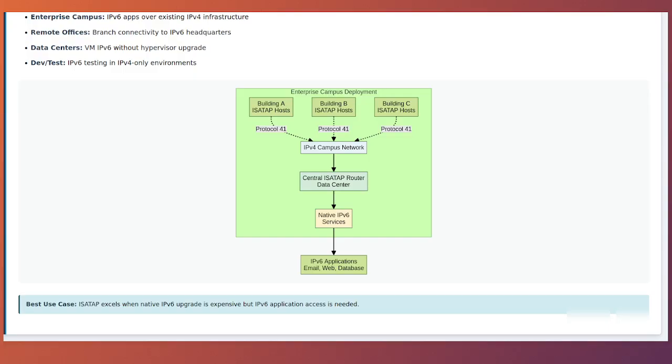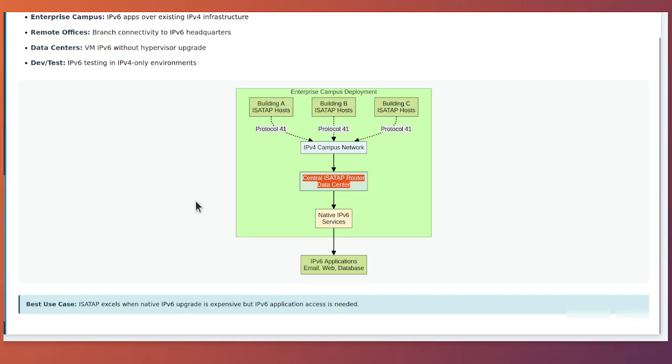Consider a large corporation with multiple buildings on a campus, all connected via an existing IPv4 network infrastructure. The organization wants to begin deploying IPv6 capable applications and services but cannot afford to upgrade all network equipment immediately. ISATAP allows them to enable IPv6 connectivity for hosts that need it while leveraging the existing IPv4 infrastructure. The ISATAP router can be deployed at a central location, perhaps in the data center, providing IPv6 gateway services for all campus users.